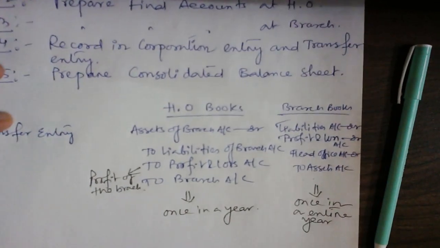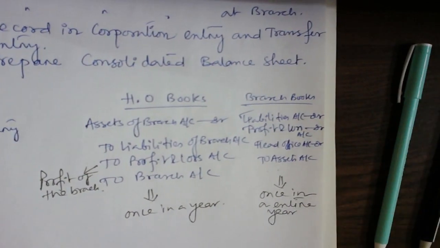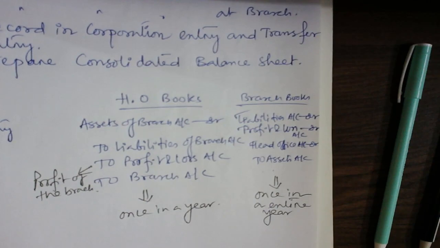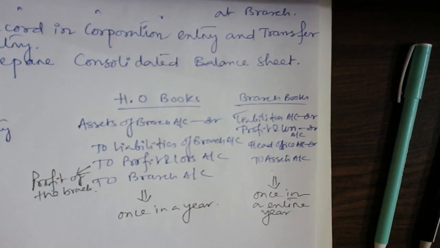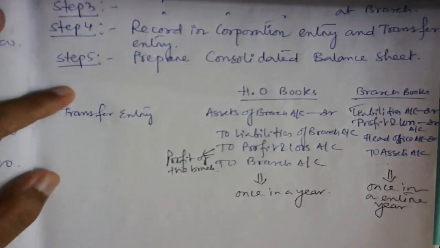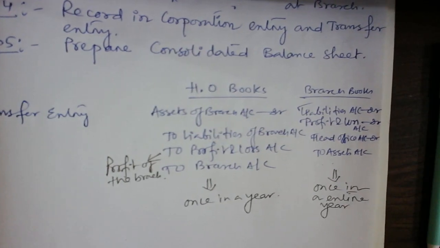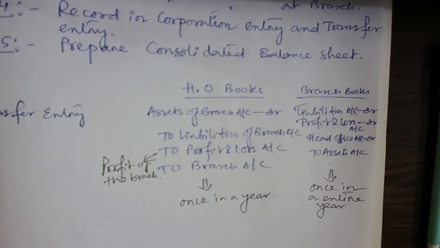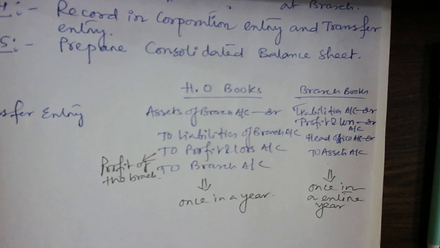And also for the same branch, transferring the same, as well as HO receiving the assets and liabilities of the branch. That's why it is a final entry that we need to make. Okay, done. So ये था basic fundamental.